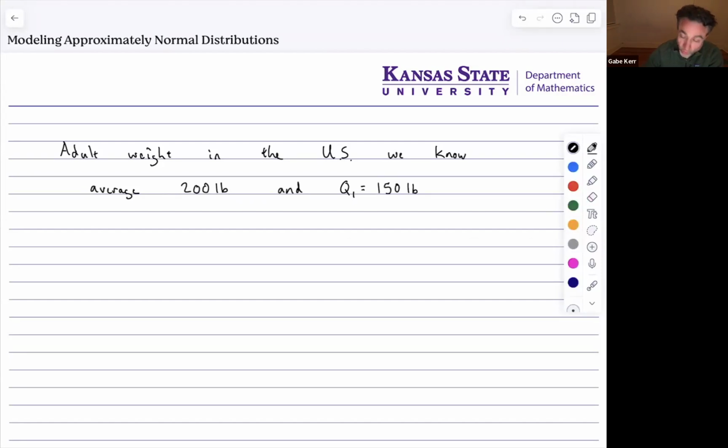So we're going to assume, or model, adult weight in the US as a normal distribution, an approximately normal distribution. I mean, it's definitely not the case, but we are using a mathematical model.